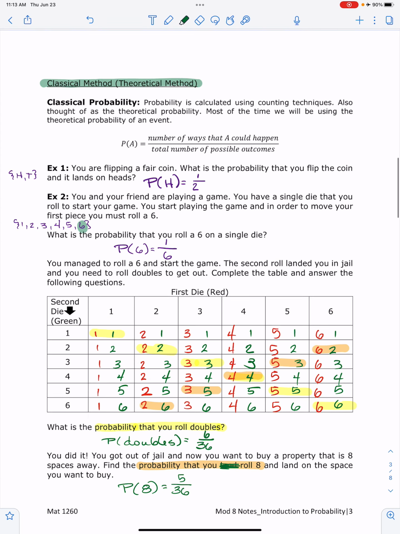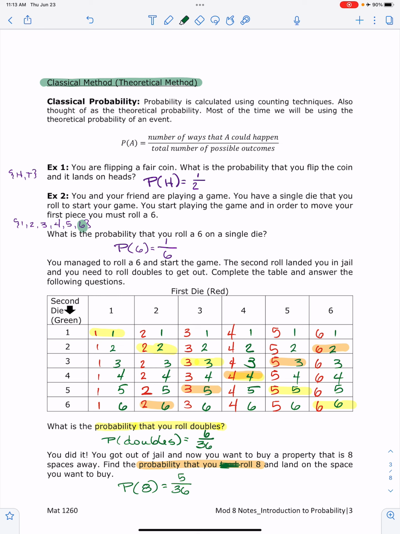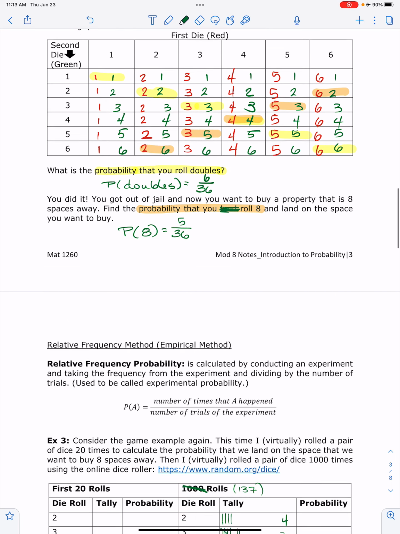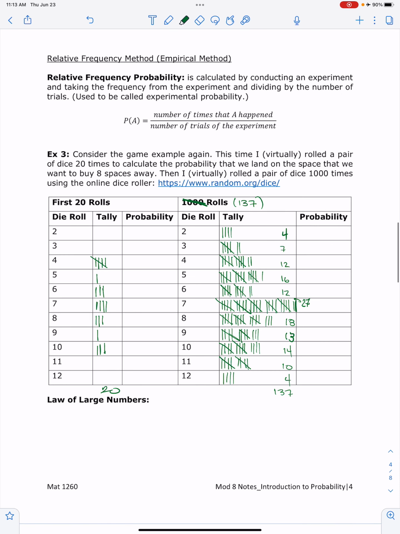So, up above, page 3, we talked about the theoretical method or the classical probability method, using what we know about total possible outcomes and the number of ways that some event could happen. We are now going to talk about relative frequency probabilities, which is also called the empirical method, used to be called experimental probability. So we are going to run multiple trials of an experiment, and the probability of an event happening is going to be based on what we see happening in those multiple trials.